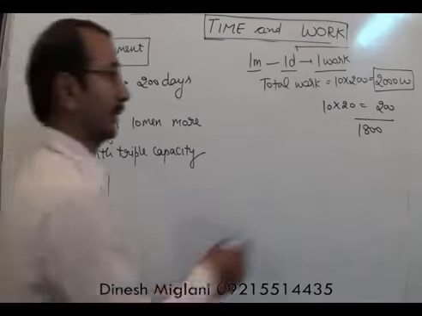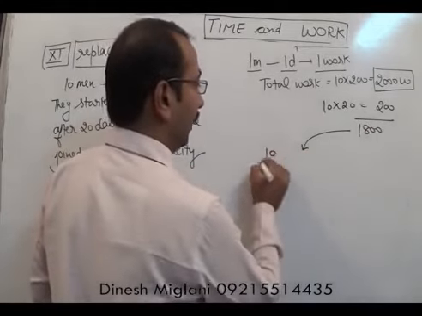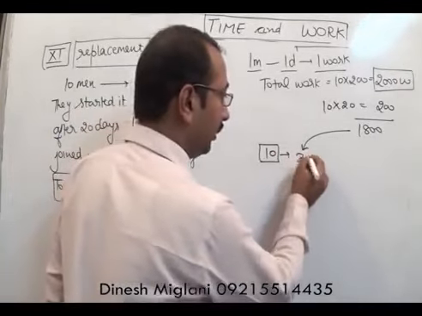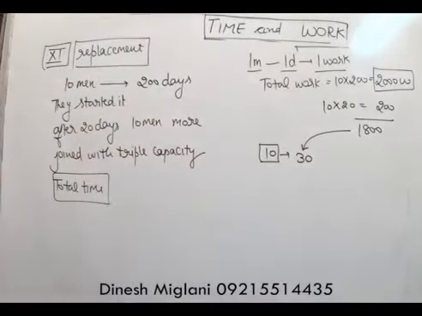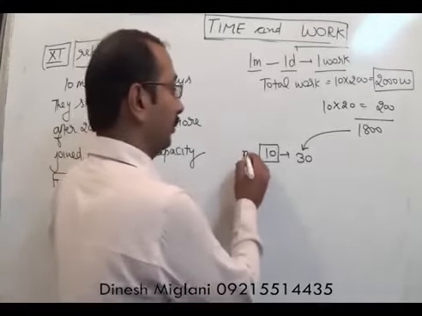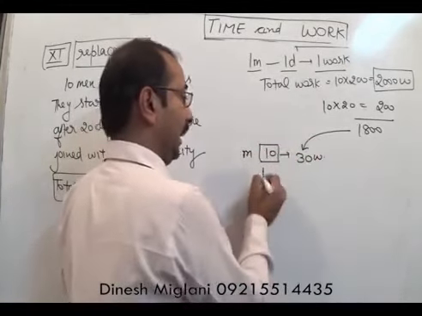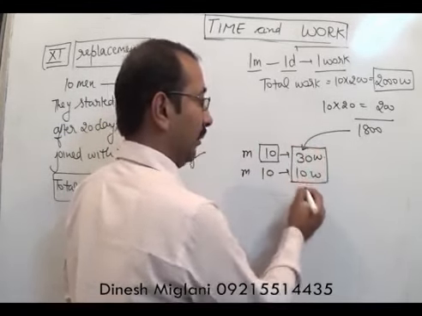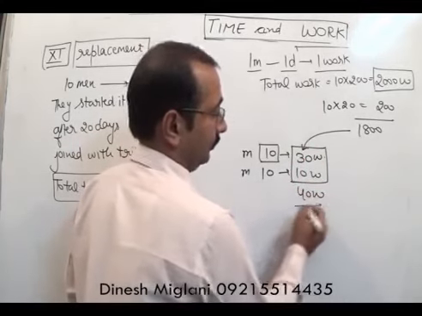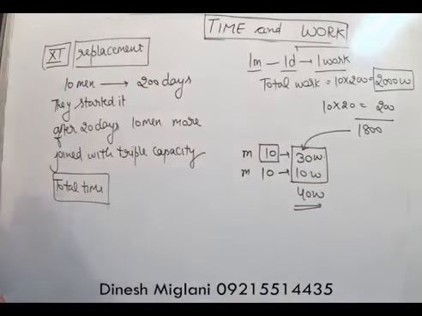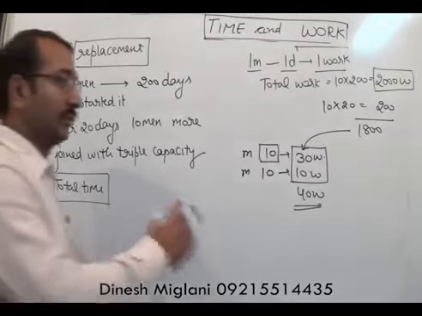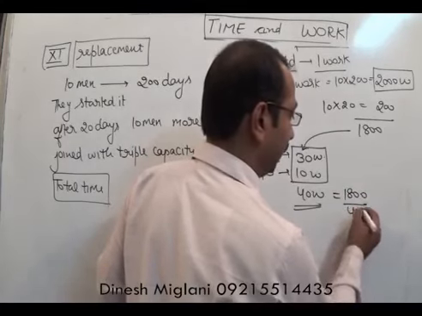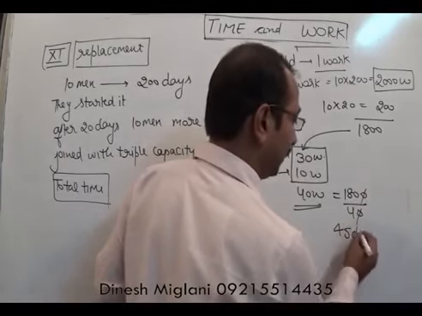Now after 20 days 10 more men joined but with triple capacity. It means these 10 men will do 30 work in one day, because their capacity is triple. And the 10 men I had earlier can do 10 work in one day. It means now in one day 40 work is done. After those 20 days, in one day 40 work is done. How much work is left? 1800. How much more time will they take? 1800 by 40. That would be 45 days.